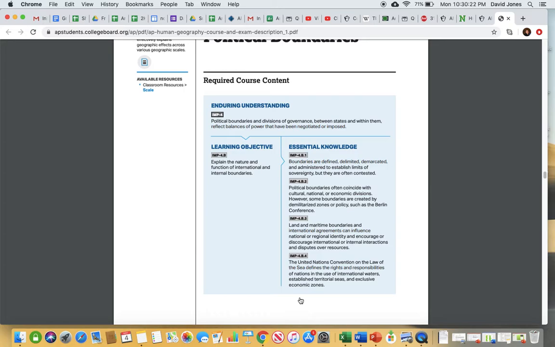Okay. Part 2 here says political boundaries often coincide with cultural, national, and economic divisions. We've already talked about that. However, some boundaries are created by demilitarized zones or policy, such as the Berlin Conference. So this kind of goes back to some of those things. Obviously, a demilitarized zone is an area where fighting is not allowed, or that's kind of like a neutral zone in some sense.